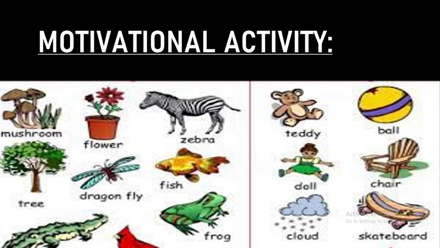Before explaining the topic, we are going to do one motivational activity. You can see many types of pictures on your screen. There are many types of objects you can see, like the zebra, flower, dragonfly, fish, frog, tree, mushrooms, teddy bear, ball, doll, chair, cloud, sketchbook. What are the differences between these pictures?